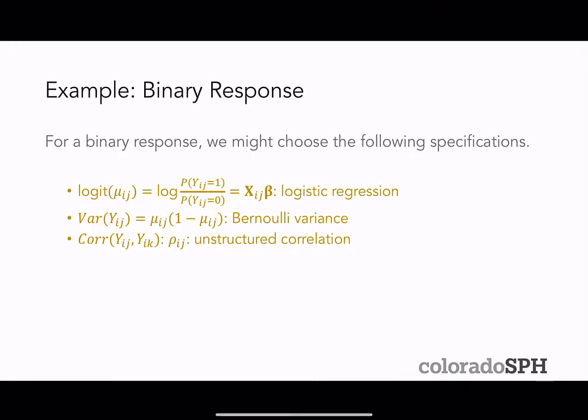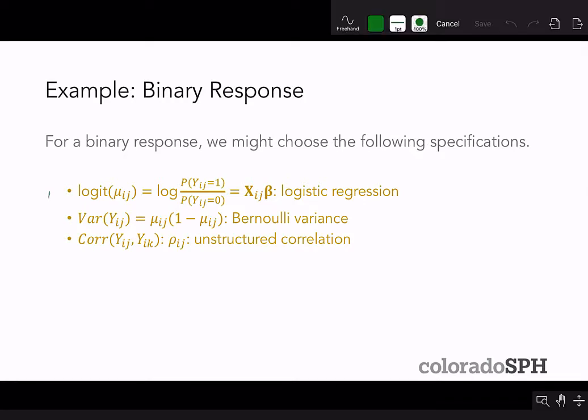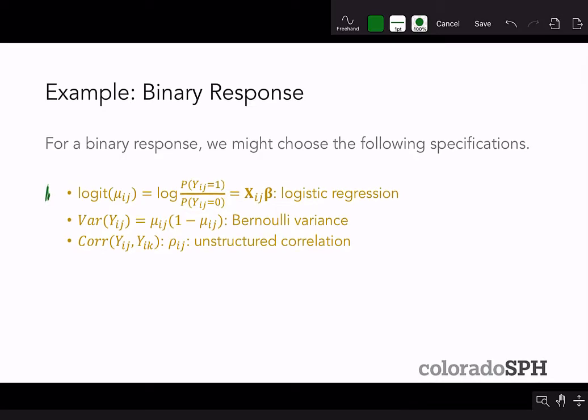And another common type of response for GEEs is a binary response. And a common specification might be the logit link for logistic regression on longitudinal data. And then we would choose a Bernoulli variance and we place a correlation structure on that as well.